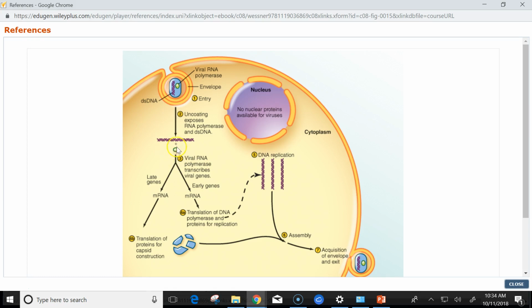Why do you think they have to come with their own RNA polymerase, though? Look at where this is happening. In the cytoplasm, right? Where do we make RNA in our cells? In the nucleus. Because this DNA, unlike HIV, doesn't go and incorporate into the nucleus. It doesn't have access to our RNA polymerases. It has to come with its own.